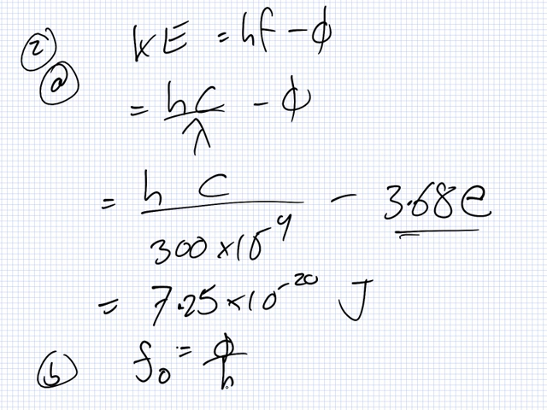Once again, what is the h constant? 6.63. So the threshold frequency is 8.898 times 10 to the 14 hertz.